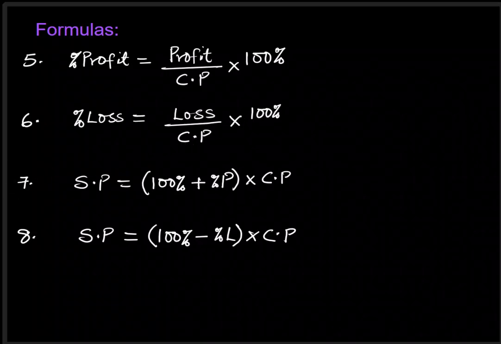Okay, and then these other two formulas, I call them special formulas. So we have the selling price equal to 100% plus percentage profit times the cost price. This one is used if we are given the percentage profit and the cost price, and then we have to find the selling price. The other one is the same, but it is used if you are given percentage loss. So it's just a formula. When we apply it, you see how it goes, and then you understand what we do.